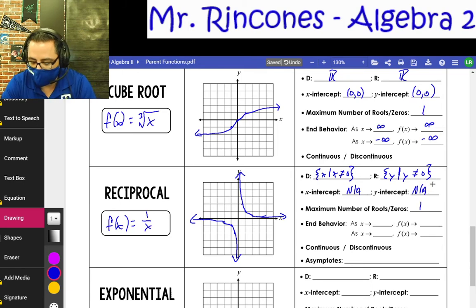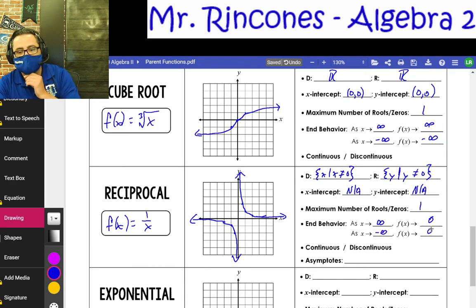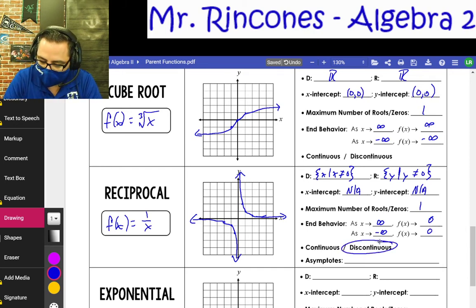Maximum number of roots or zeros is 1. The end behavior, well, as x goes towards infinity, f of x approaches 0. As x approaches negative infinity, f of x will approach 0, but never quite get there. Once again, this will be discontinuous, but now we look at something called asymptotes. So the asymptotes for a reciprocal, and this one we got x is equal to 0, y is equal to 0.